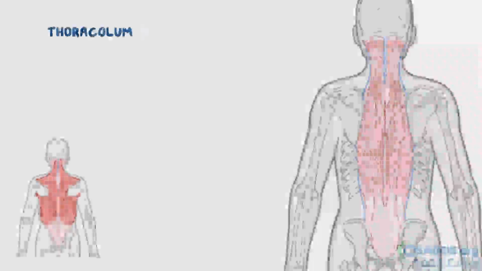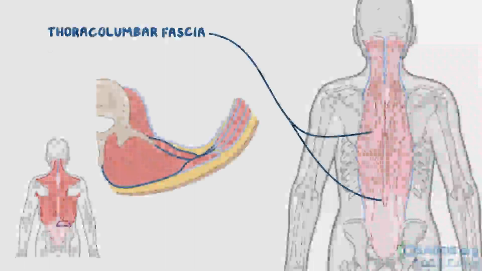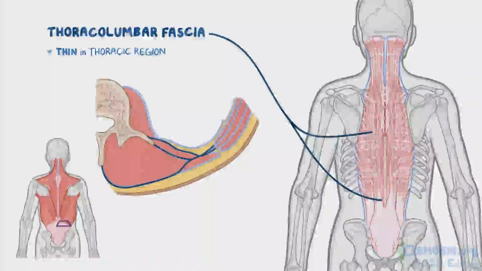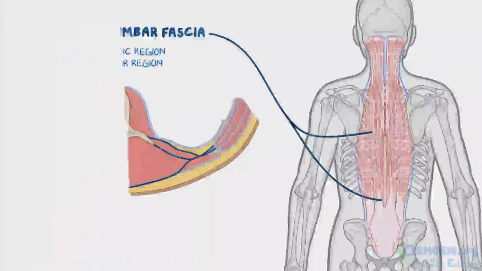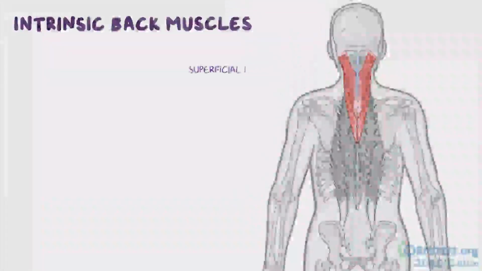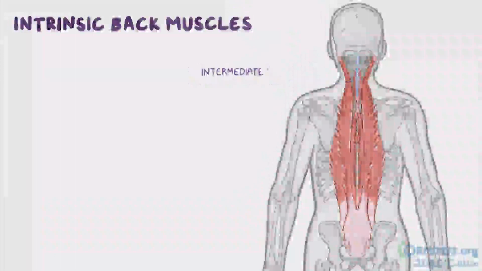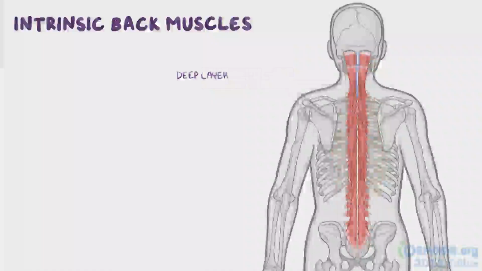The portions of the deep fascia in the thoracic and lumbar regions are collectively referred to as the thoracolumbar fascia, with the fascia forming a thin covering over the intrinsic back muscles in the thoracic region and a tough, thick covering in the lumbar region. Now let's look at the three subgroups of the intrinsic back muscles. The superficial layer is composed of the splenius muscles. The intermediate layer consists of the erector spinae, and the deep layer is composed of the transversospinalis group.